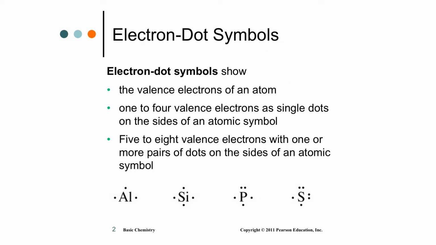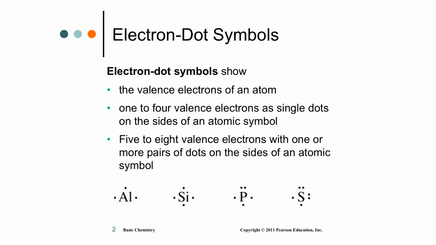Let's do some examples. Aluminum is in group 3, so we're going to have 3 valence electrons, 1, 2, 3. Silicon is in the same group as carbon, so it's 4. Phosphorus is in group 5. Sulfur is in group 6. So what group it's in, what column it's in, will tell you how many dots to put around it.